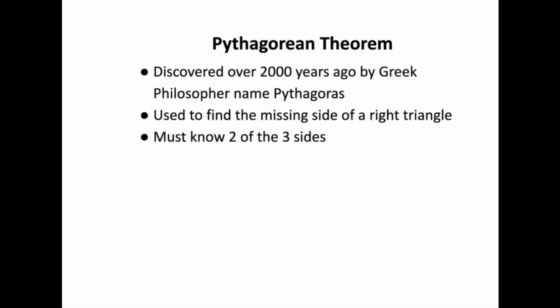In this video, we're going to talk about the Pythagorean theorem. The Pythagorean theorem was discovered over 2,000 years ago by a Greek philosopher named Pythagoras. The Pythagorean theorem is used to find the missing side of a right triangle. A right triangle means it is not acute or obtuse. It has one 90-degree angle.